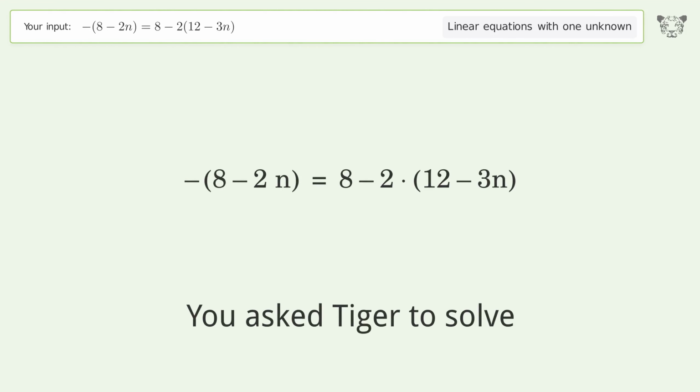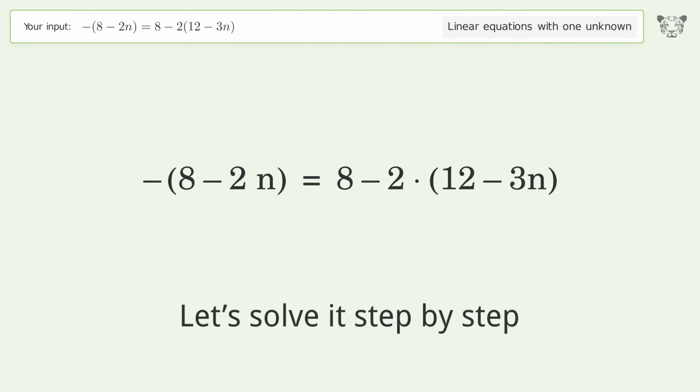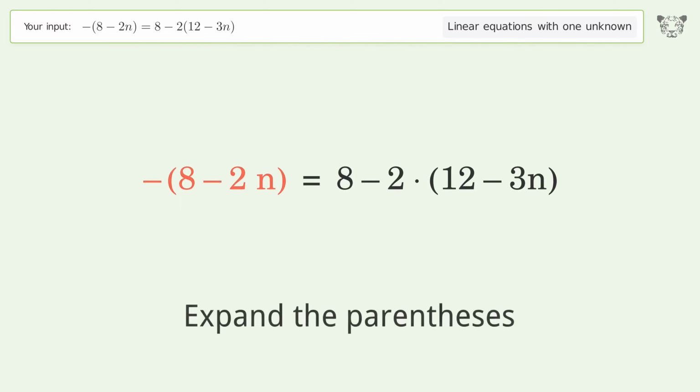You ask Tiger to solve this. This deals with linear equations with one unknown. The final result is n equals 2. Let's solve it step by step. Simplify the expression. Expand the parentheses.